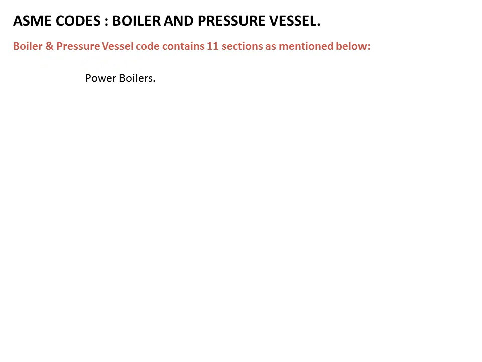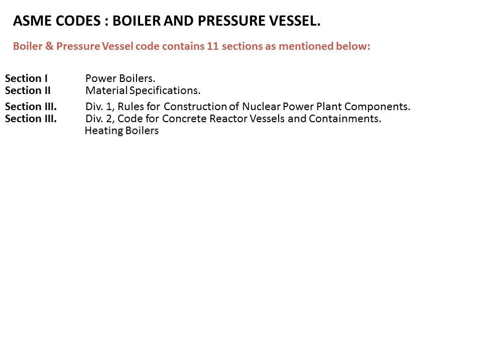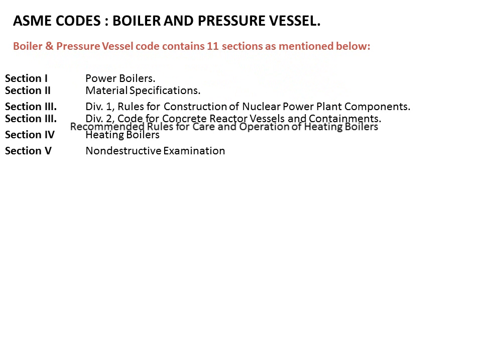We have first Section 1 for power boilers, then we have Section 2 on material specifications. Section 3 is divided into two subsections, Division 1 and Division 2. Division 1 deals with the rules for construction of nuclear power plant components, and Division 2 deals with the code for concrete reactor vessels and containments. Next is Section 4, which deals with the heating boilers, and then we have Section 5 dealing with non-destructive examination, a section assigned particularly to the non-destructive examination.